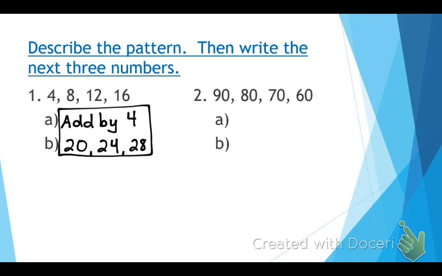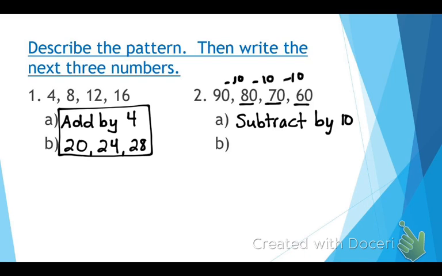We're going to do one more example just like this. The new pattern this time is 90, 80, 70, 60. Jack, what's my pattern? Subtract by 10. Excellent. Okay, so he told us what operation it was and then how many we are subtracting by. Subtract by 10. So I'm just going to go back through real quick. I can see here that 90 minus 10 is 80, minus 10 more is 70, and minus 10 more is 60, okay? So he definitely found out what the pattern was.